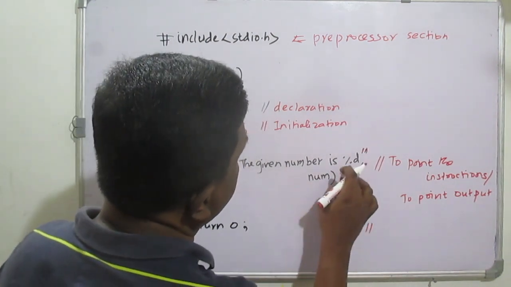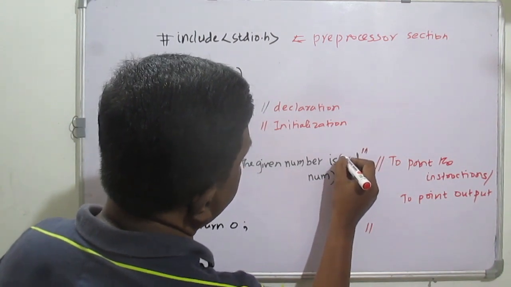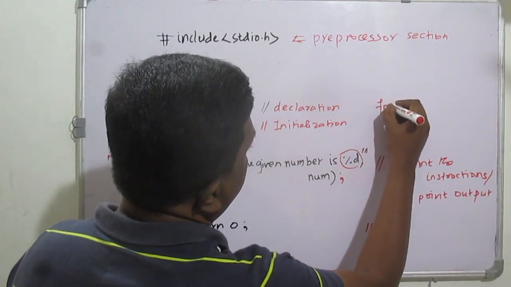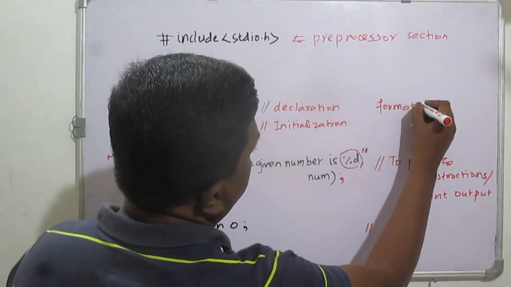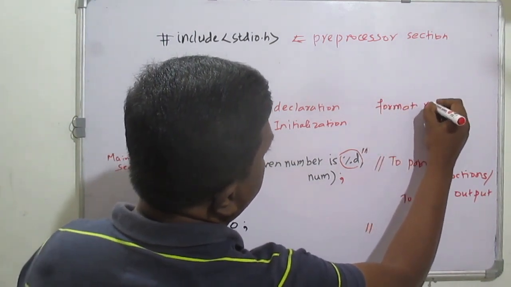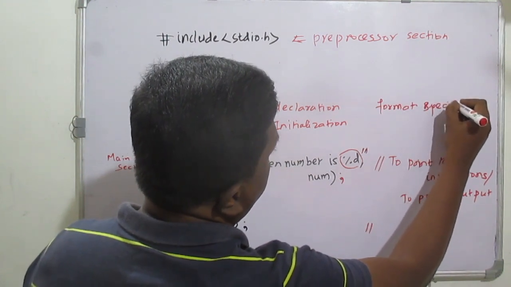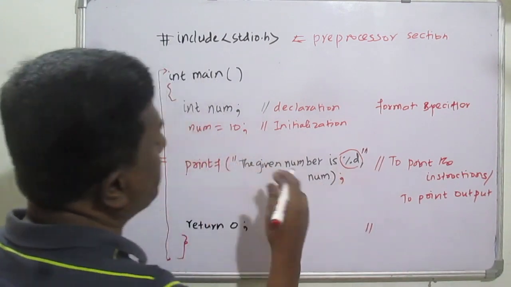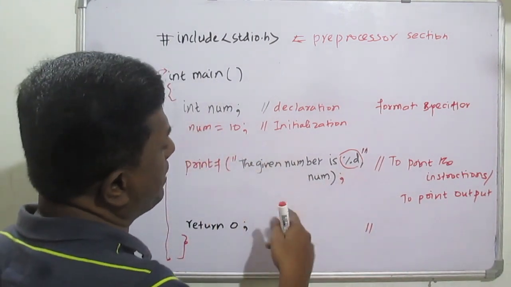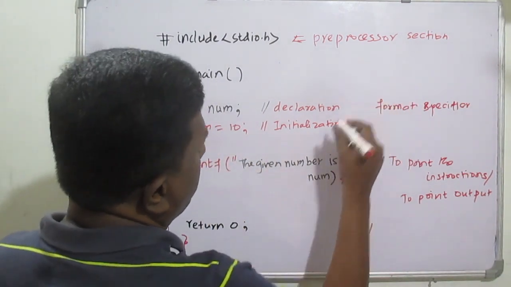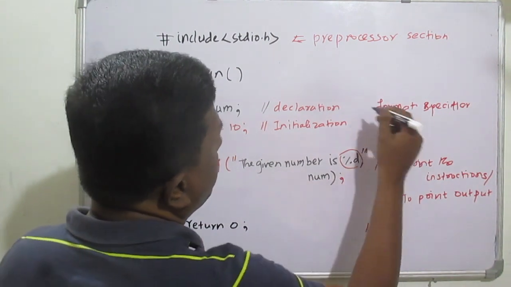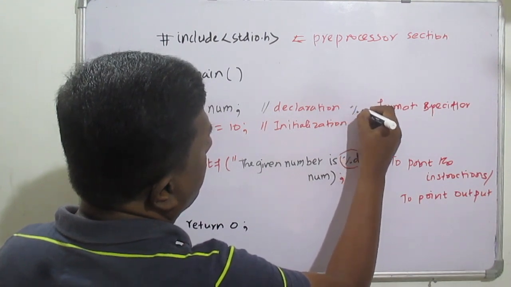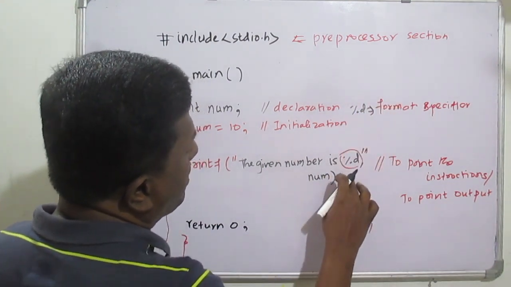The data is printed with the help of a format specifier. So we have one thing called format specifier. A format specifier is required to display the data on the screen. So format specifier means this percentage %d. Percentage D is the format specifier.